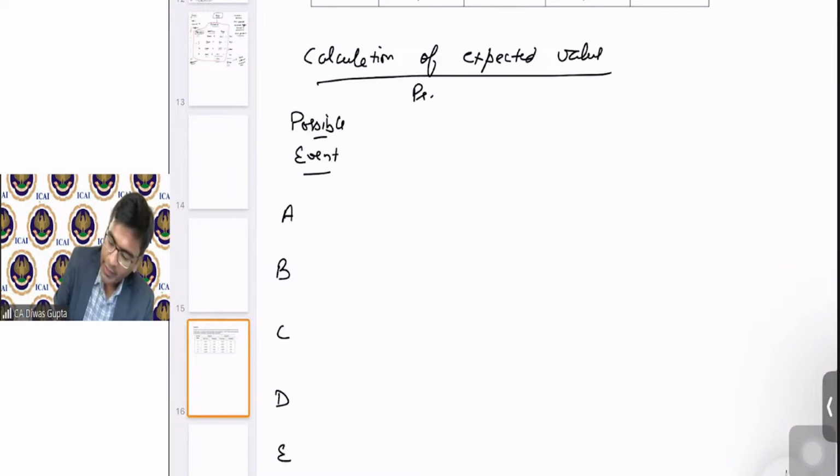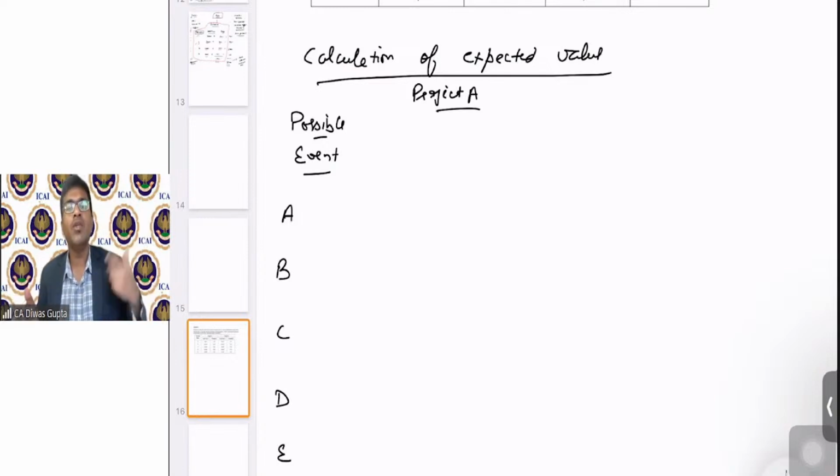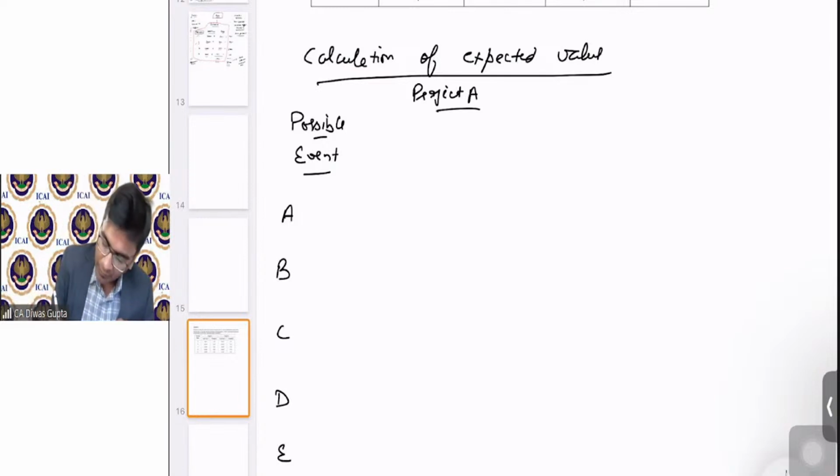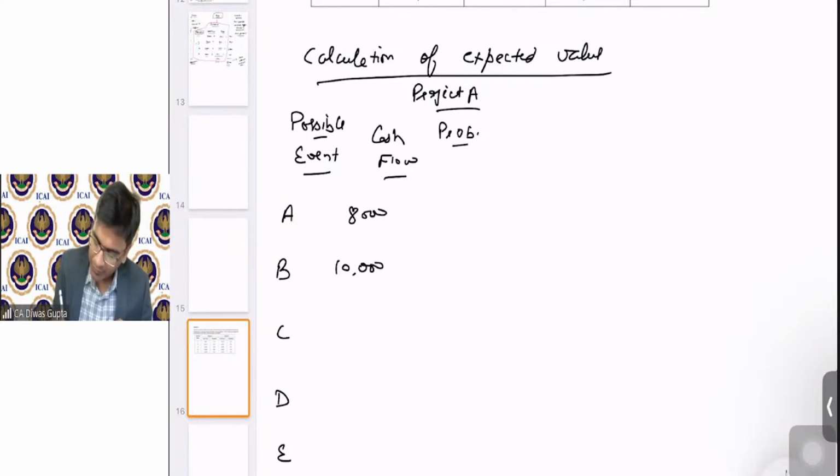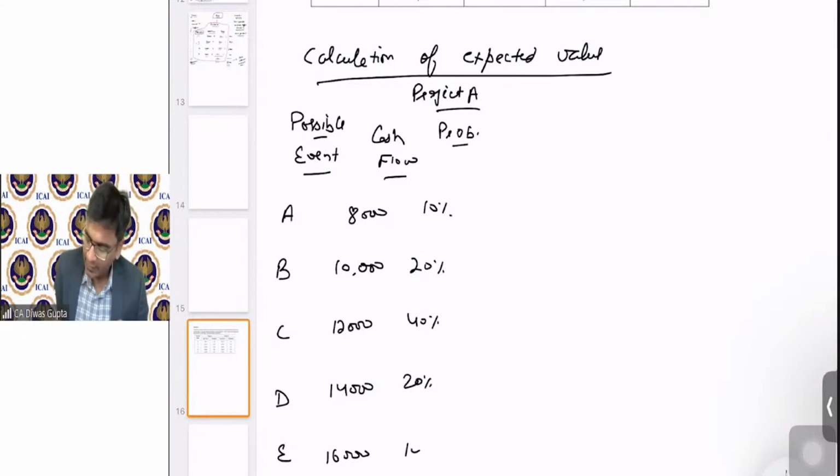Let's talk about project A first. So students, expected value is what? Mean. Mean is what? Probability into cash flow. The cash flows are $8,000, $10,000, $12,000, $14,000, and then $16,000. Let's write their probabilities: 10%, 20%, 40%, then another 20%, and then 10%. Can we calculate the expected value? Yes.